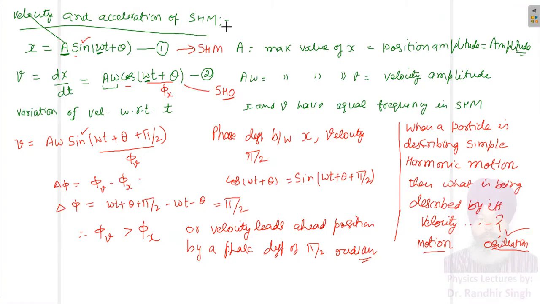Okay. So let us now go to the next page. On this page we see that we have found this value of x, that was a sine omega t plus theta. Then we have this equation for v, which was equal to a omega cos omega t plus theta.